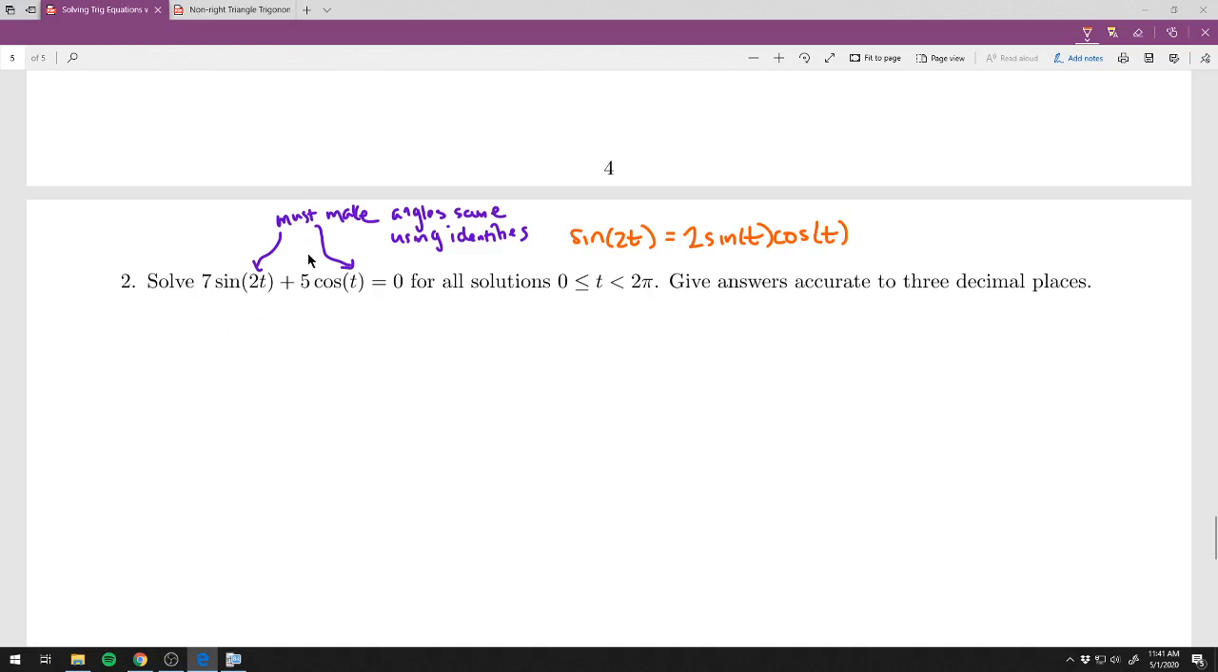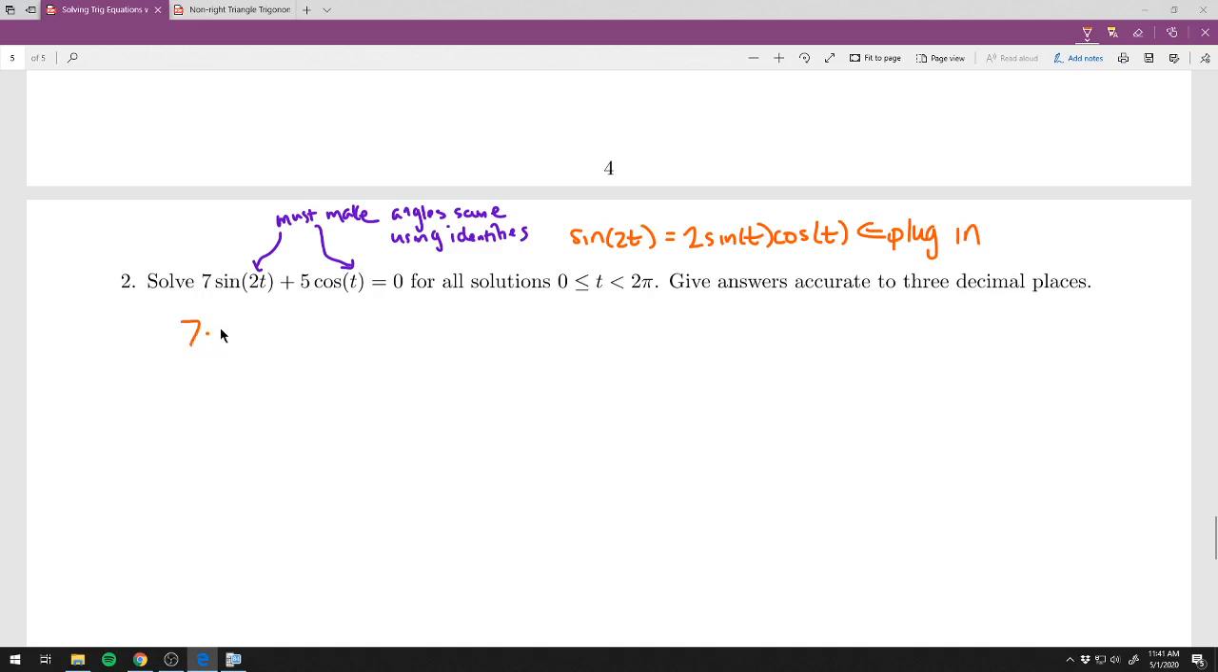Now, basically the main reason we can't solve them if there are different angles is because they have different periods. That's one way to think about it. If we tried to figure out how to factor it like this, it wouldn't be possible because they have different periods. So we want to make all the angles the same. We're going to plug this in, but you'll see what will happen.